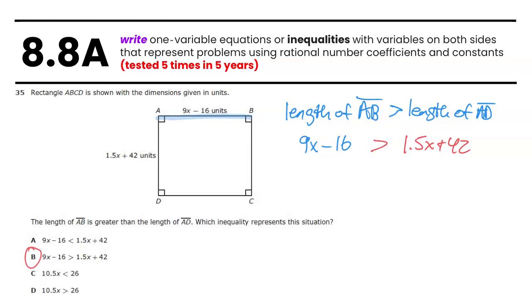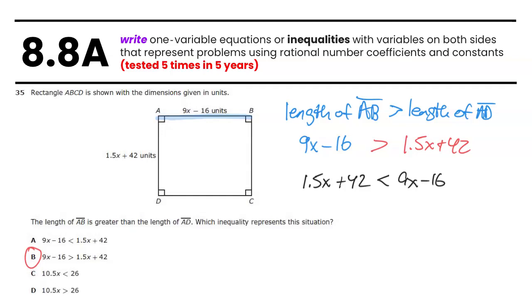However, one thing before we move on from this problem that I want you to notice is that it could have easily been written a different way. We could see this as 1.5x plus 42 is less than 9x minus 16. So you may want to have students practice writing the inequalities both ways so that they are not confused if the answer choice shows up a different way.